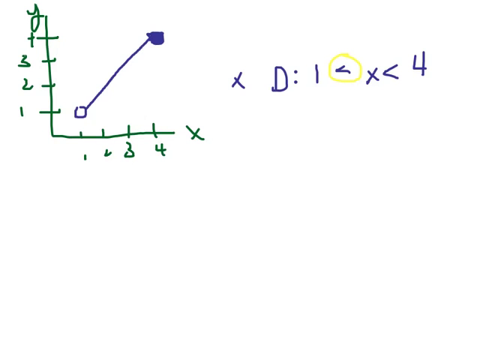But what about the 4? Am I going to put a line under the 4? Yes. Why? It's a closed circle. It's colored in. So I will put a line on that one. Okay, that's the domain. The range is the y values.